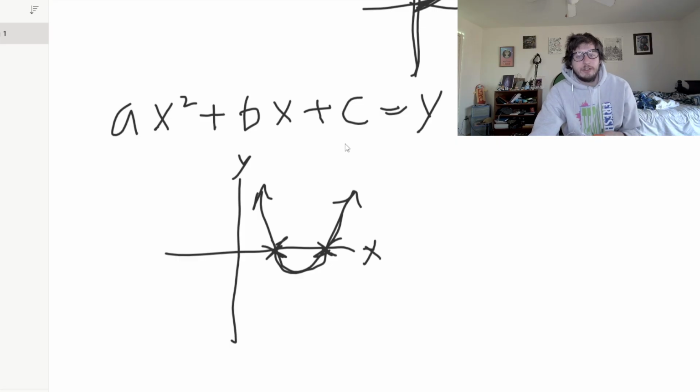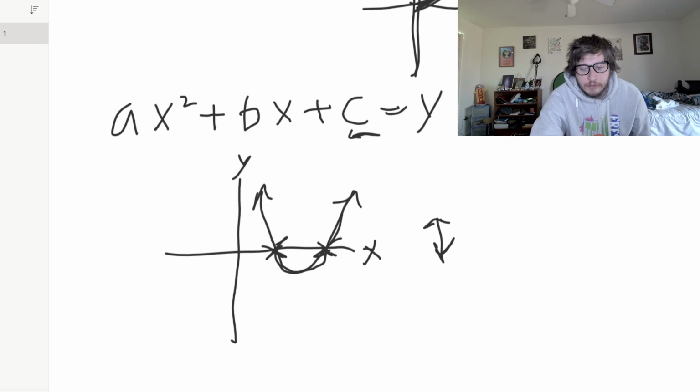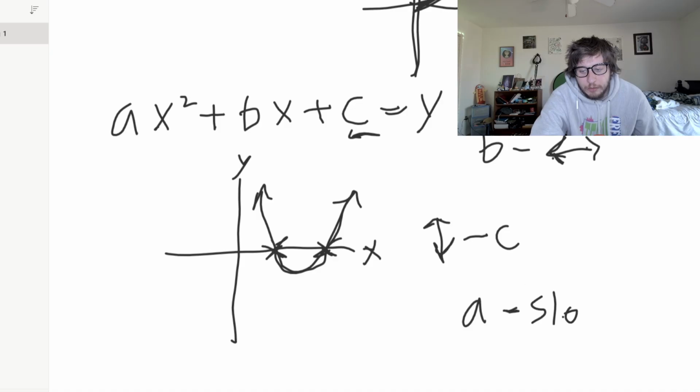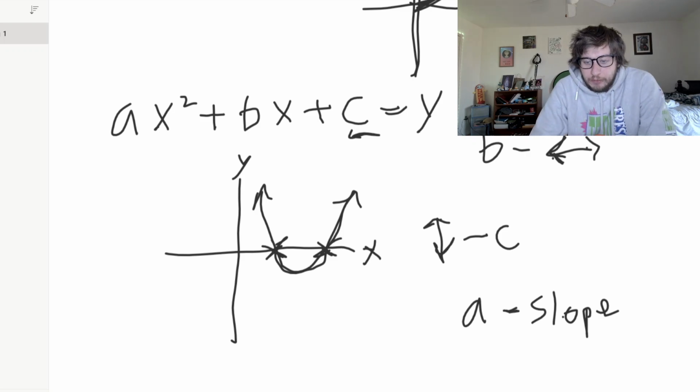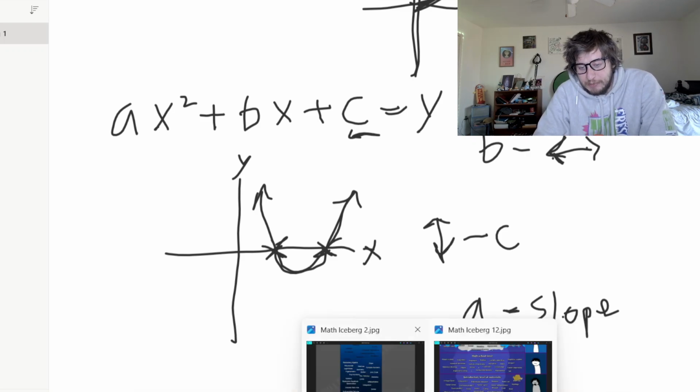And then the constant term, that's the c term, is going to shift it up or down. The b term is going to shift it kind of left and right, more or less. And then the a term is slope. Just think about it as how extreme the slope is comes mostly from the a term. So, yeah. There you go. There's your lesson on polynomials.